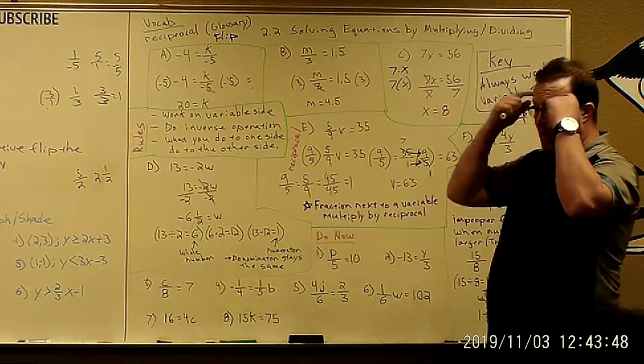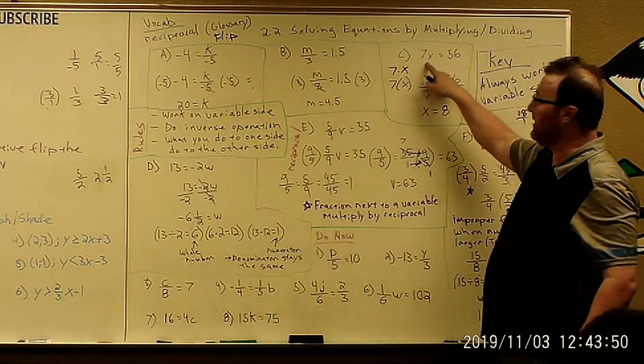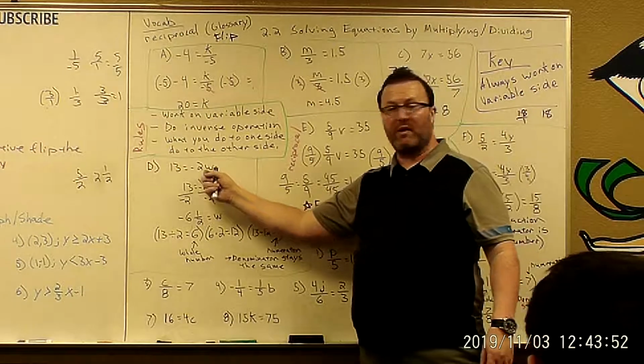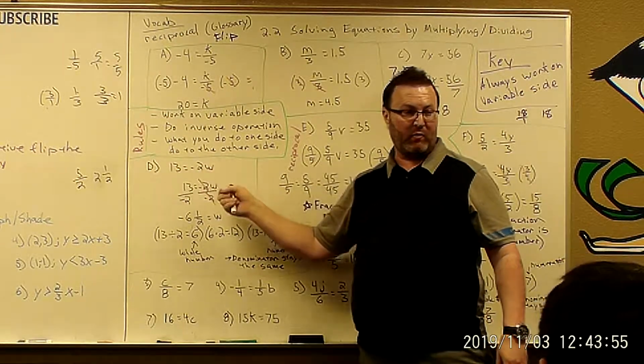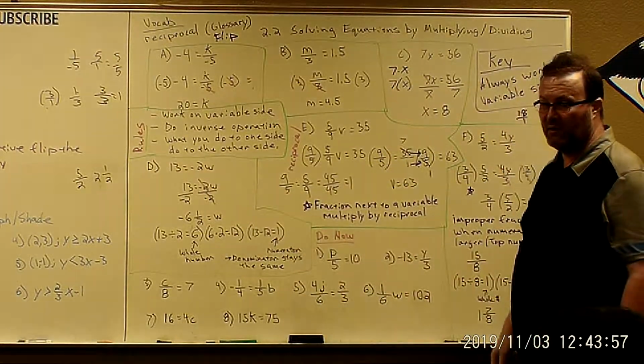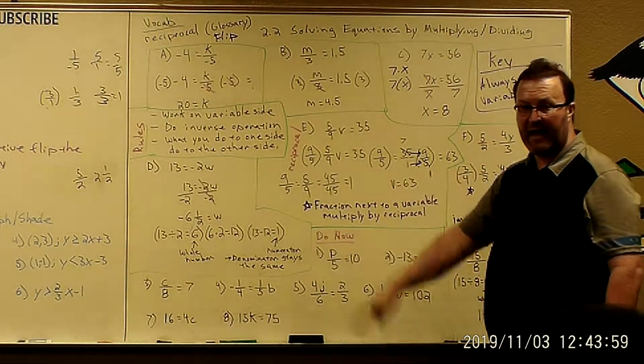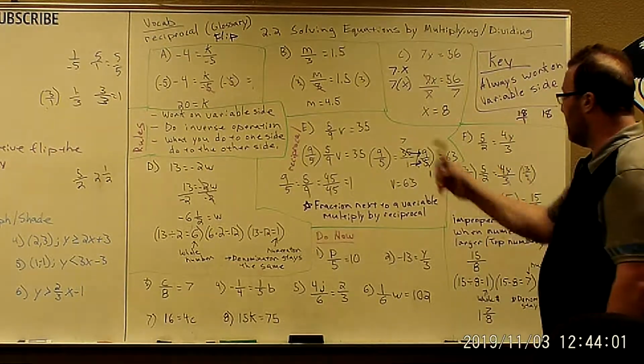And our brains play tricks on us because we see the x on this side, we see the w on this side, and we say, I don't know how to solve that. Well, you do know how to solve it. Do we see that? Now you're going to see the same thing happen in the do now. Okay, so we covered D.